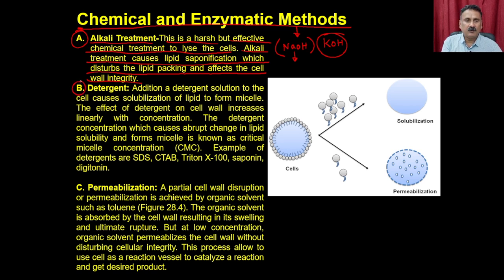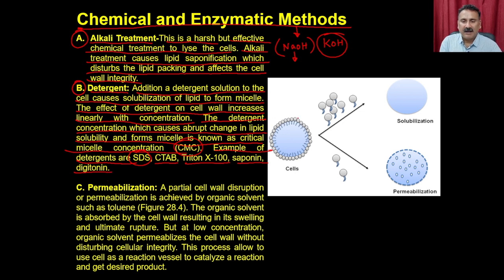Then the second thing you're going to use is detergents. Adding a detergent solution to the cell causes solubilization of lipid to form micelles. The effect of detergent on the cell wall increases linearly with the concentration. The detergent concentration which causes an abrupt change in lipid solubility and forms micelles is known as the critical micelle concentration or CMC. For example, the detergents are SDS, sodium dodecyl sulfate, CTAB, Triton X-100, saponin, and digitonin.